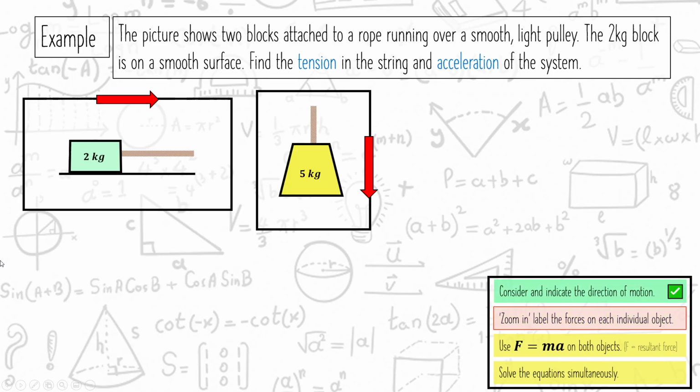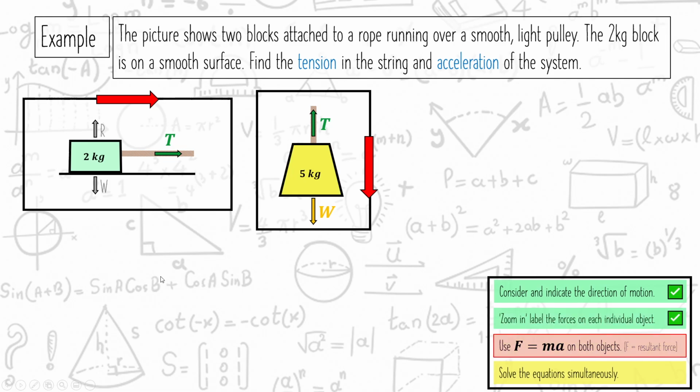Now that we've indicated the direction of motion, we're going to label the forces on each diagram. The 2 kilogram object has a tension pulling it to the right, and it does have a reaction and a weight which we will be able to ignore. We'll see that shortly. The 5 kilogram object has a tension acting upwards and a weight acting downwards.